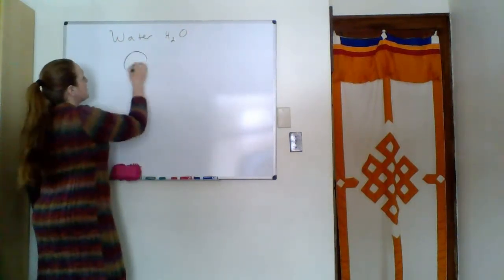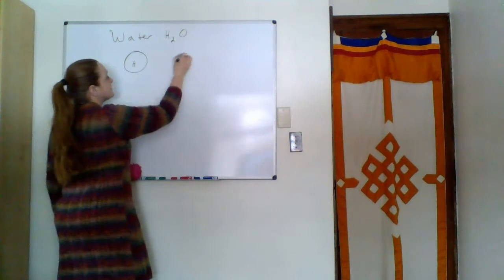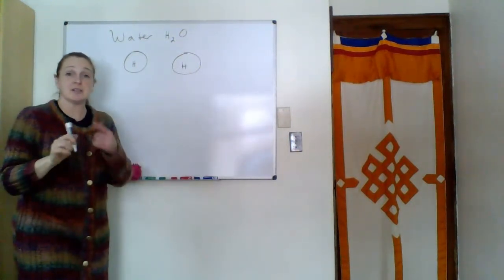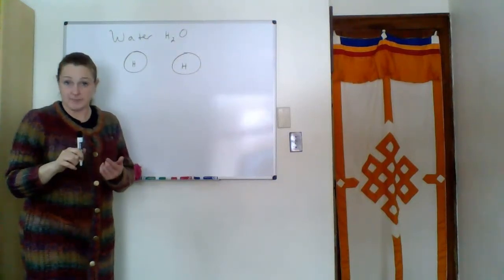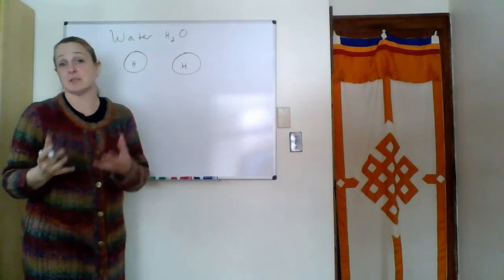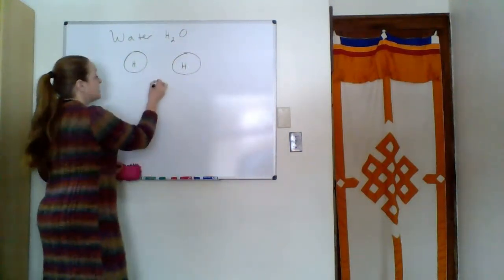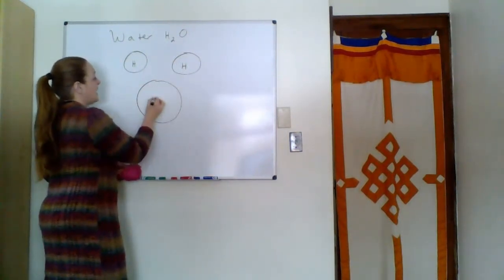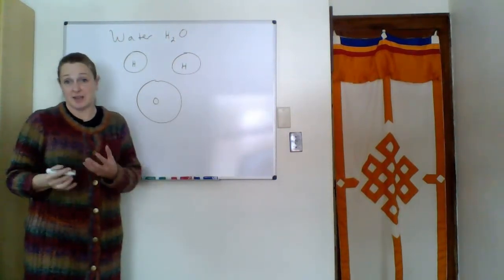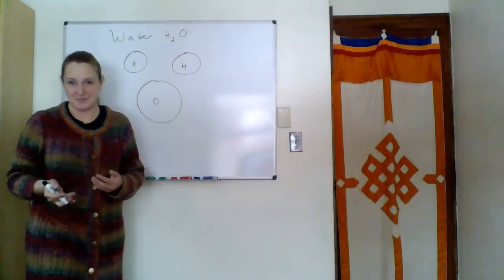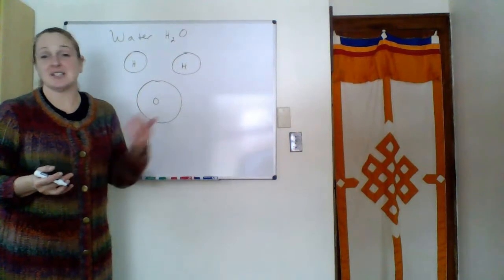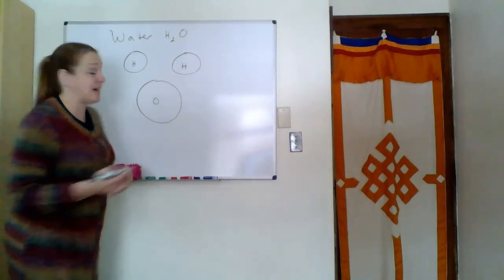So here I'm going to draw my little hydrogens. And if you remember, hydrogen just has 1 electron. So hydrogen has an unfilled outer electron shell. It wants to bond. Oxygen, in its outer electron shell, has an unfilled outer electron shell as well. So what's going to happen as soon as I get oxygen close to hydrogen is oxygen and hydrogen are going to want to make a bond.